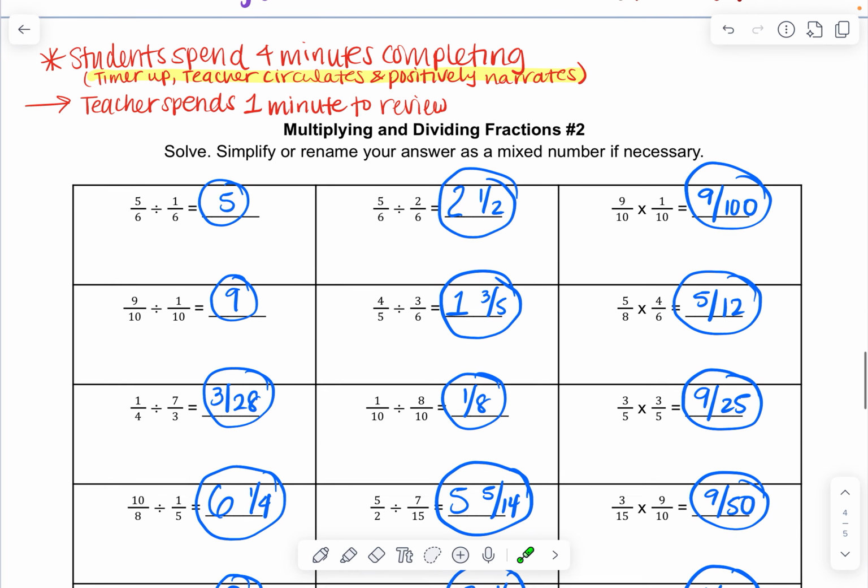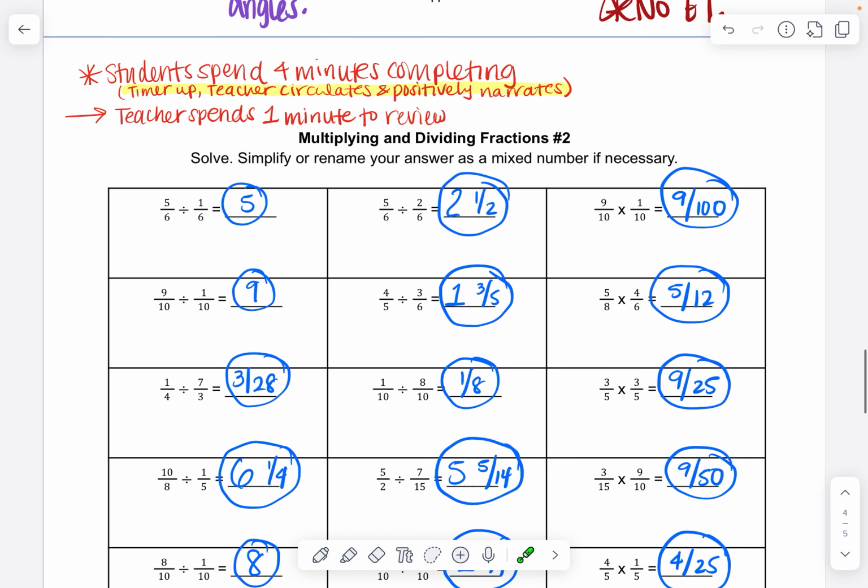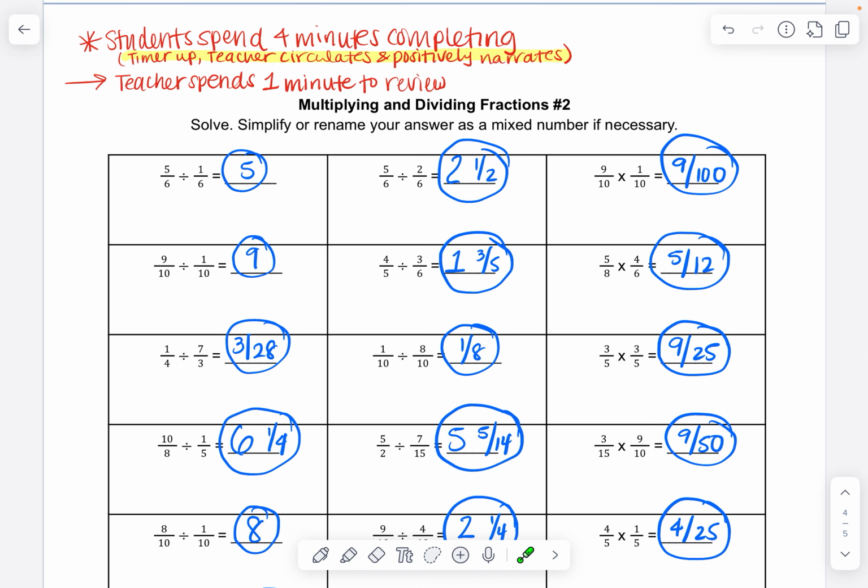There's no exit ticket for the day. For their sprint, they are going to be working on multiplying and dividing fractions the same way they did yesterday. You may choose the inverse of whatever operation you chose yesterday for students to work on.